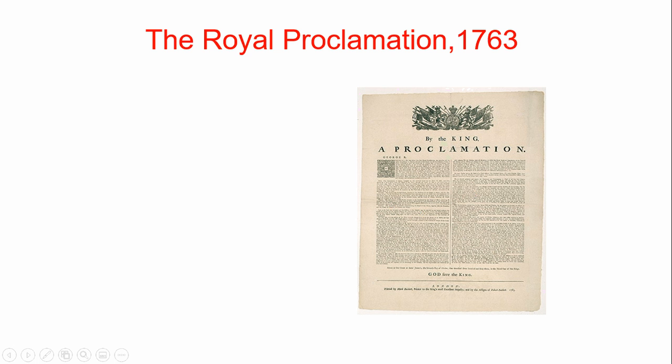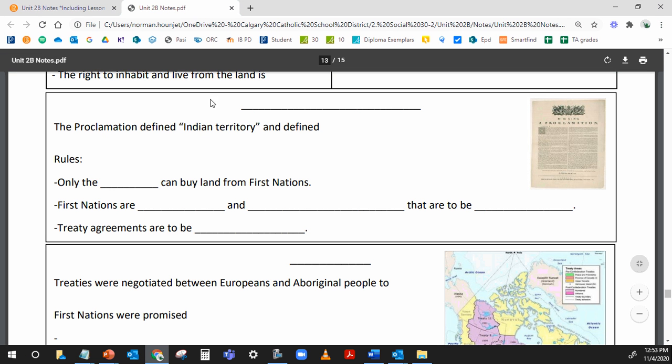Okay, so if you're using the partial notes, you'll see that the next box in your partial notes has a proclamation by the king, right? So that means that it is a royal proclamation, all right? This royal proclamation comes in 1763. So if you're using the partial notes, it's this section right here. There we go.